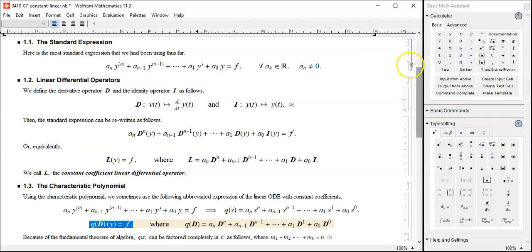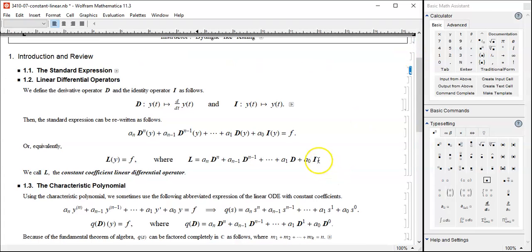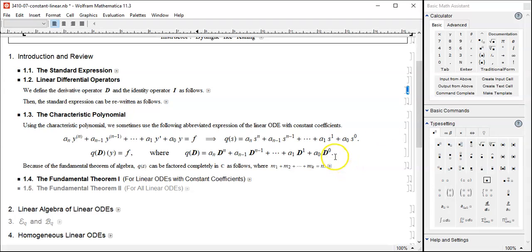And I'm going to mix those up so that you're exposed to all these. As a matter of fact, our textbook author does the same thing. Sometimes he uses this one, sometimes like this, L of y equals f. In some other times, like this, Q of D of y equals f. They all mean the same thing. But the final expression here has one advantage. Because from here, in the right-hand side, it is possible to factor it in the complex number field.